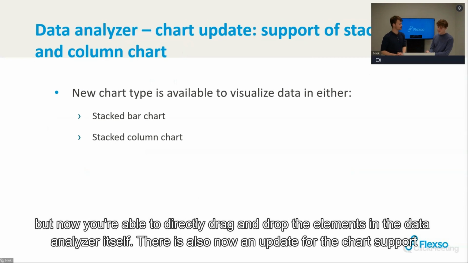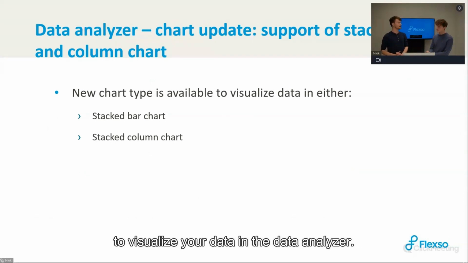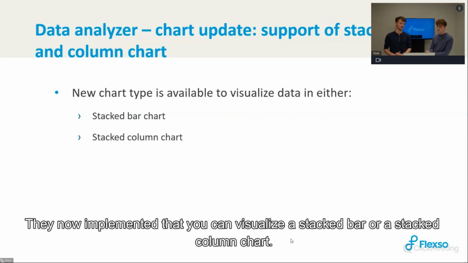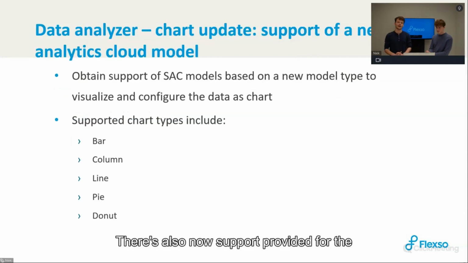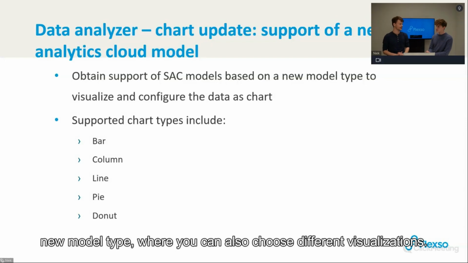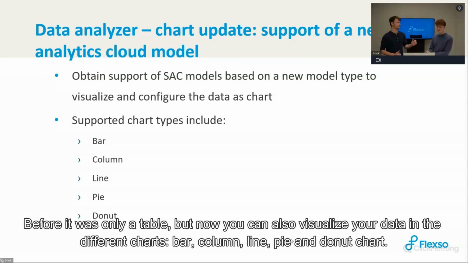There's also now an update for the chart support to visualize your data in the data analyzer. They now implemented that you can visualize it in a stacked bar or a stacked column chart. There's also now support provided for the new model type, where you can also choose different visualizations. Before it was only a table, but now you can also visualize your data in the different charts: bar, column, line, pie, and donut chart.